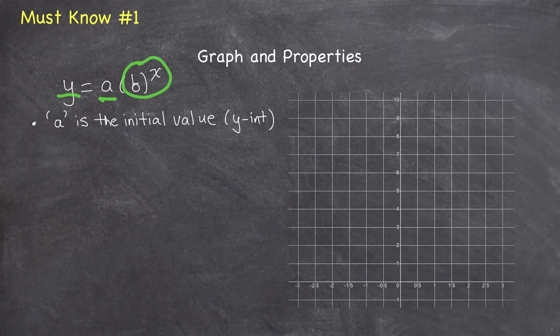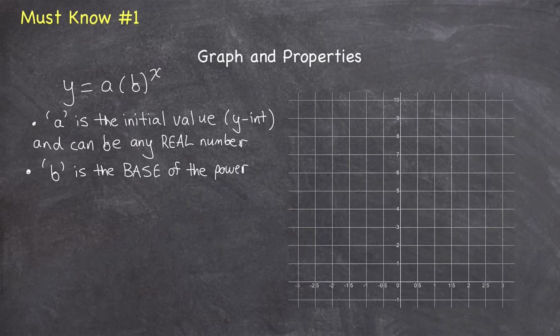Now let's look at b. Notice that b is the base of the power. And there are actually a couple restrictions on what the value of b can be. The b value has to be greater than 0, so that the value of the function is always a real number. And the b value can't be equal to 1, so that the function isn't just a constant function.